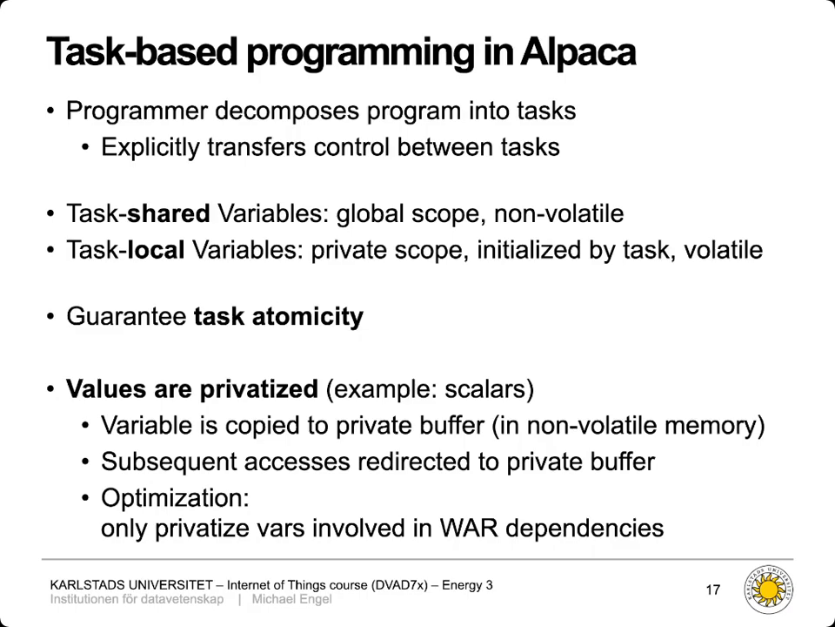And by having all the private data of a task in volatile memory, we can guarantee the atomicity of a task. So even though we execute only part of the task, its results are not seen after we get power again because they were in volatile memory, so they will be erased. When we start that task from scratch, it starts at the last consistent state in non-volatile memory. So values here are privatized. That's the major contribution of Alpaca. For example, scalar values, which means a variable is copied to a private buffer, and subsequent accesses are redirected to the private buffer. The optimization that can be applied here is that only privatized variables involved in write-after-read dependencies need to be copied, so you can reduce the amount of data you have to copy.